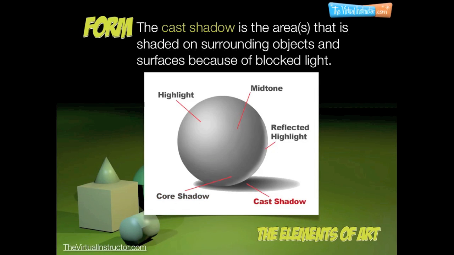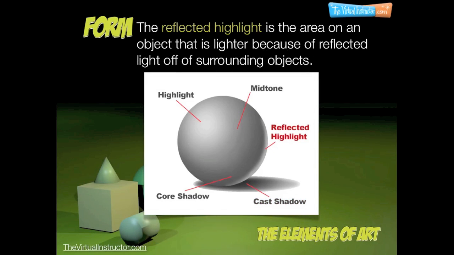The cast shadow is the area that is shaded on surrounding objects and surfaces because of blocked light. The cast shadow is usually represented by the darkest values in the image. The reflected highlight is the area on an object that is lighter because of reflected light off of surrounding objects. When light comes down on an object, it may bounce back or reflect off of other objects to produce the reflected highlight.